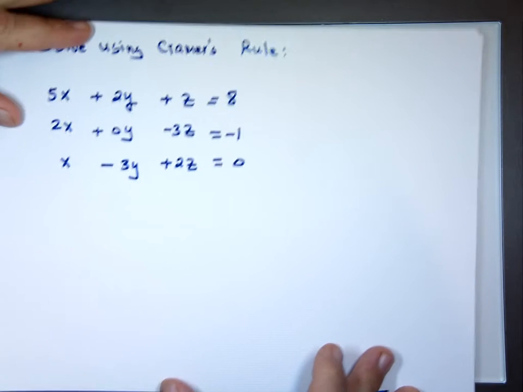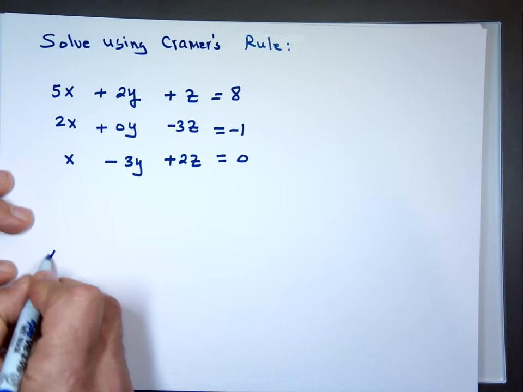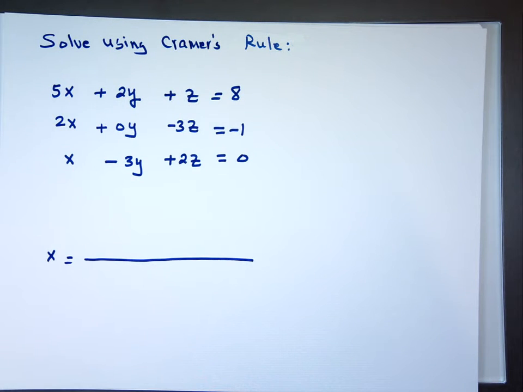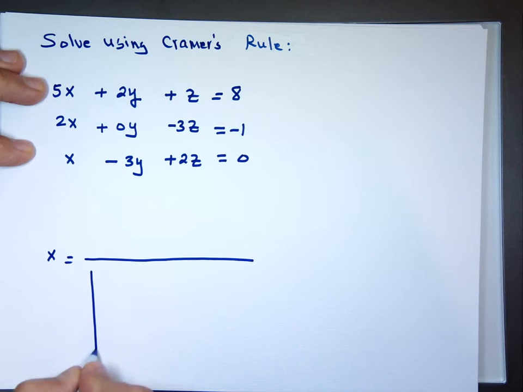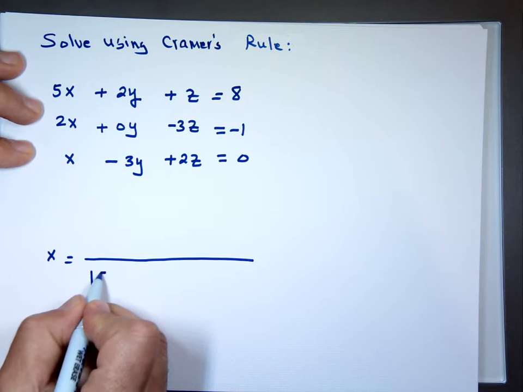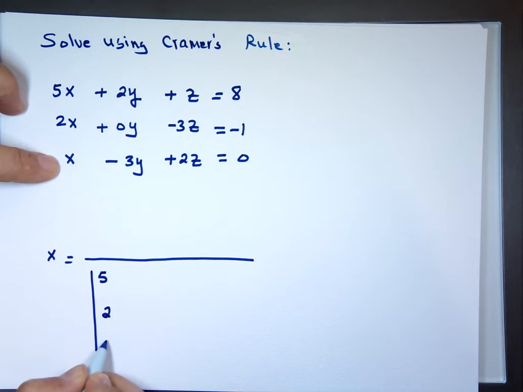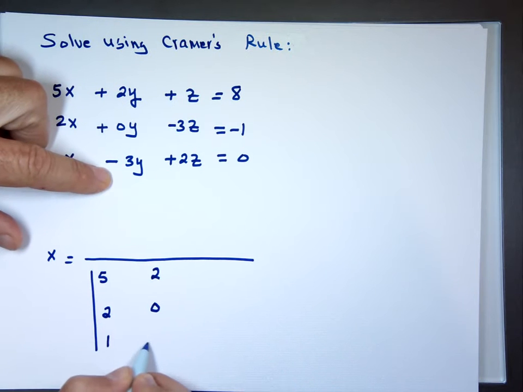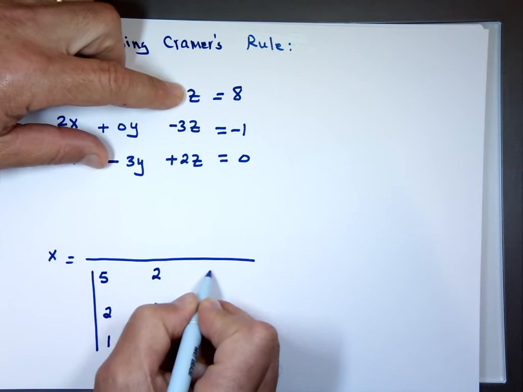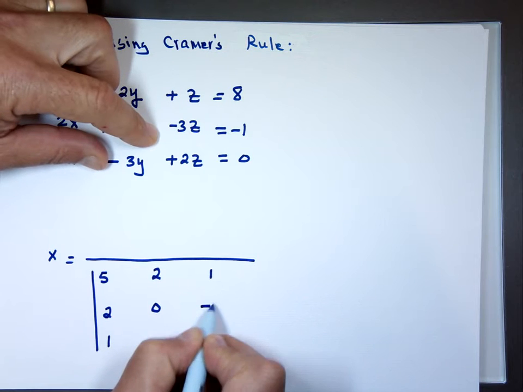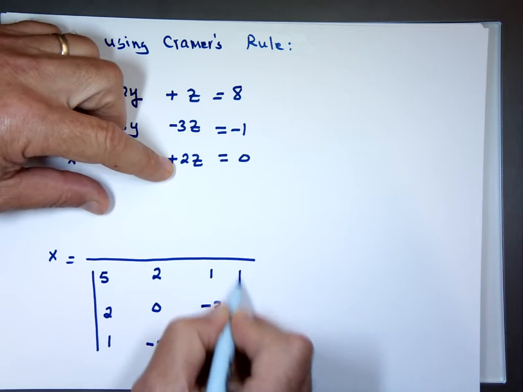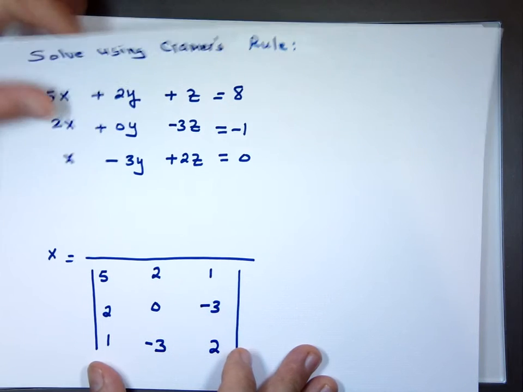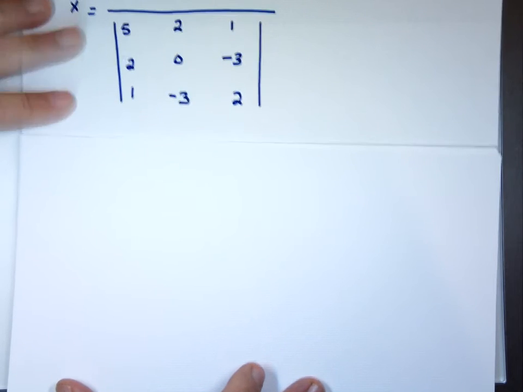You need really 2 sheets of paper for this. And in the bottom, for x, y, and z, is going to be the same thing. What's going to be there? Remember the Cramer's rule, the coefficients of x, y, and z. What are the coefficients? 5, 2, and 1. 2, 0, negative 3. 1, negative 3, and 2. And for y and z it's going to be the same thing. The bottom will be the same.